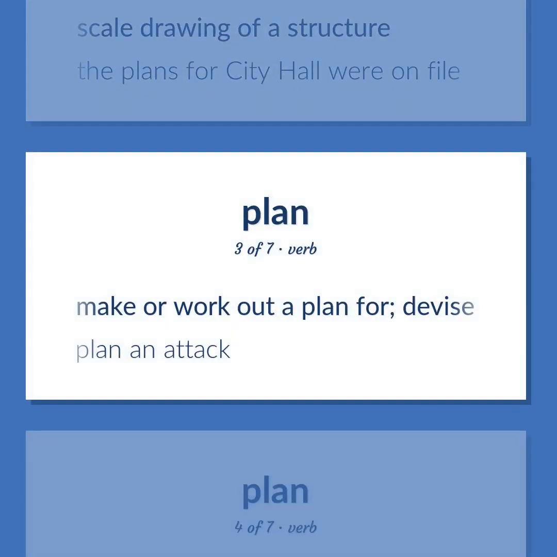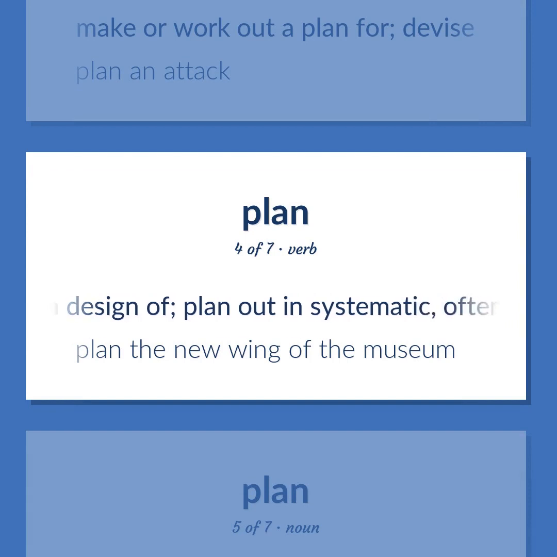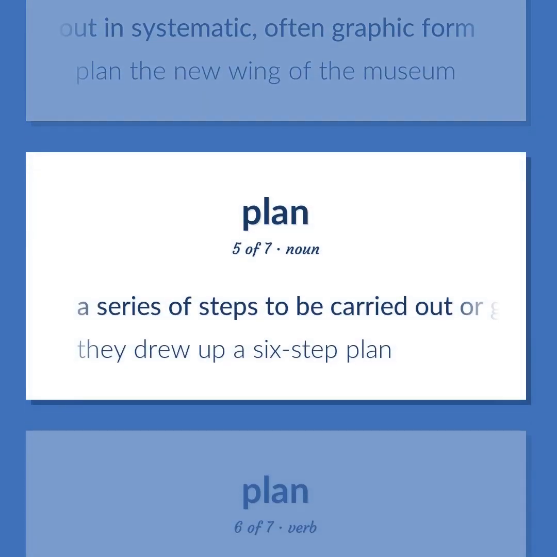Make or work out a plan for, devise. Plan an attack. Make a design of. Plan out in systematic, often graphic form. Plan the new wing of the museum. A series of steps to be carried out or goals to be accomplished. They drew up a 6-step plan.